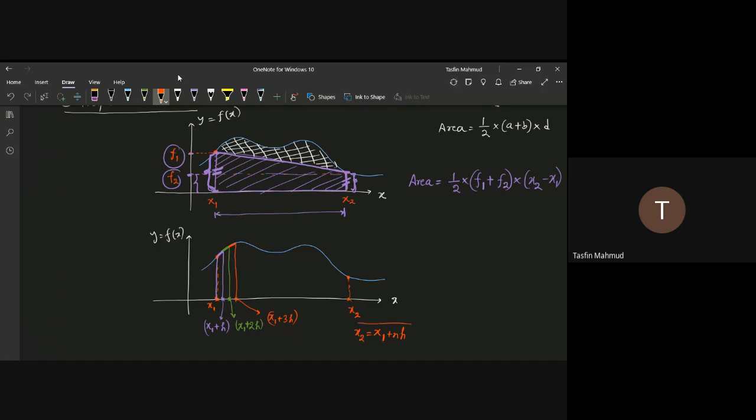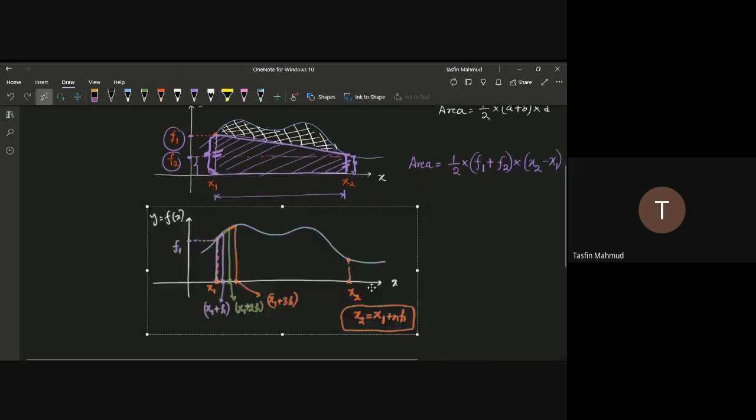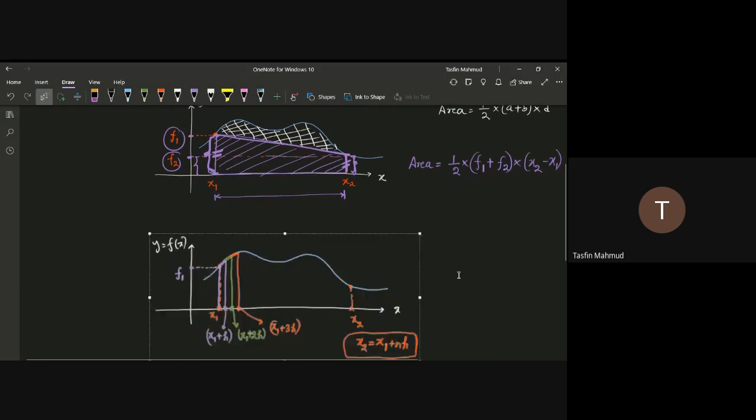Now if we calculate the area of these small trapeziums, these small segments, let's assume this is our f1 now. This is f1. Let's put the graph here.